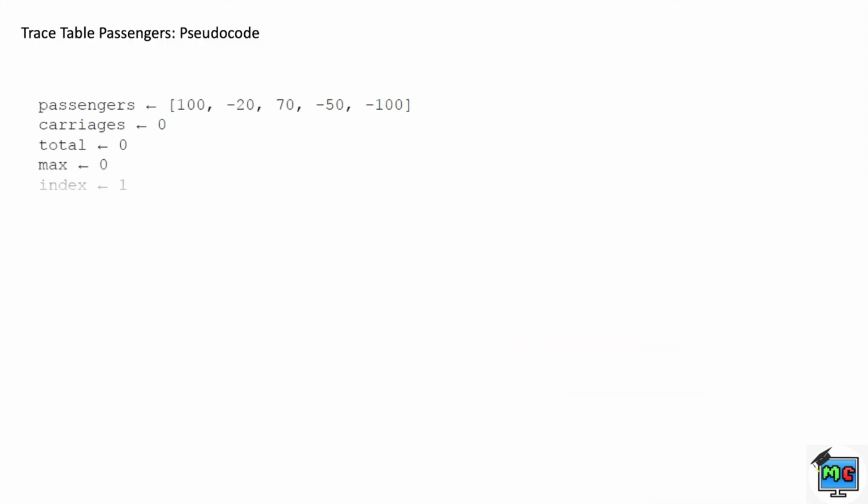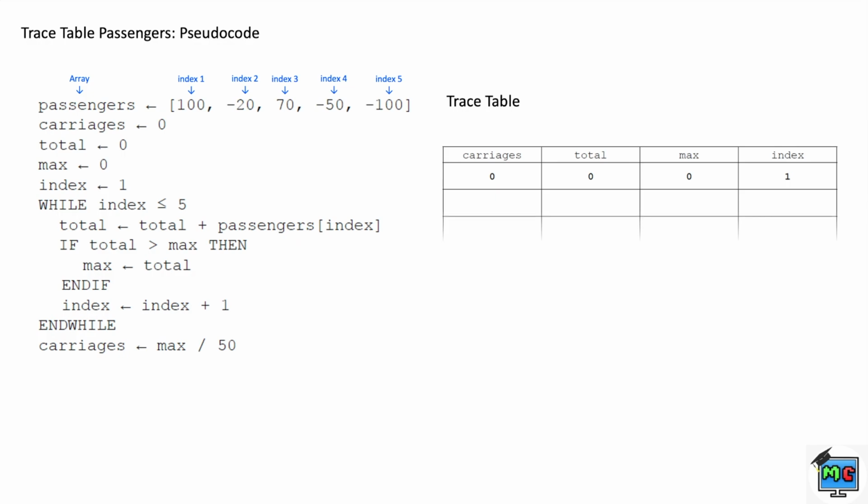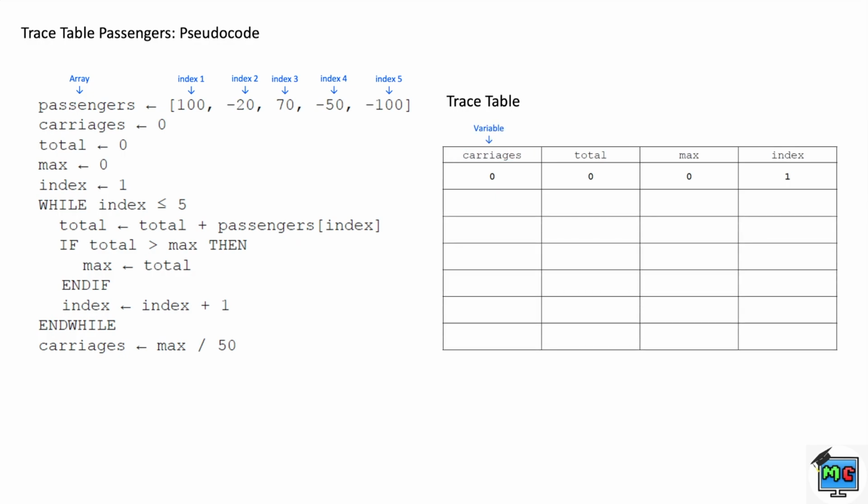Okay, so what we're going to do now, obviously, is go for this trace table question. You can see from the pseudocode, in the beginning, there's passengers, and it's got elements. Index 1 is 100, then minus 20, 70, minus 50, and minus 100. What you're supposed to do now is use this trace table with a number of variables: carriages, total, max, and index.